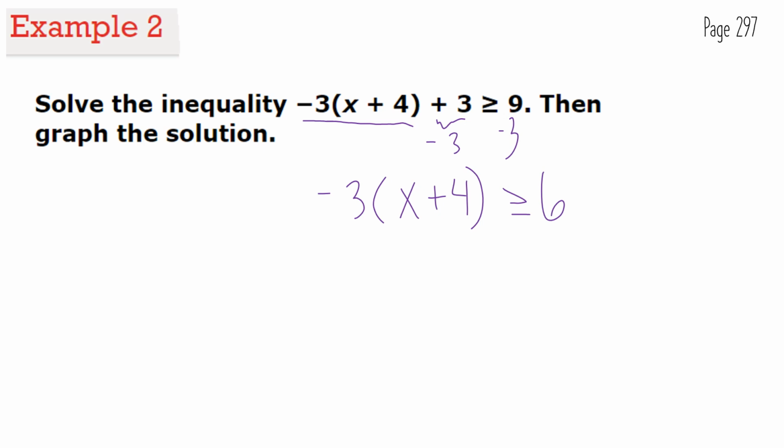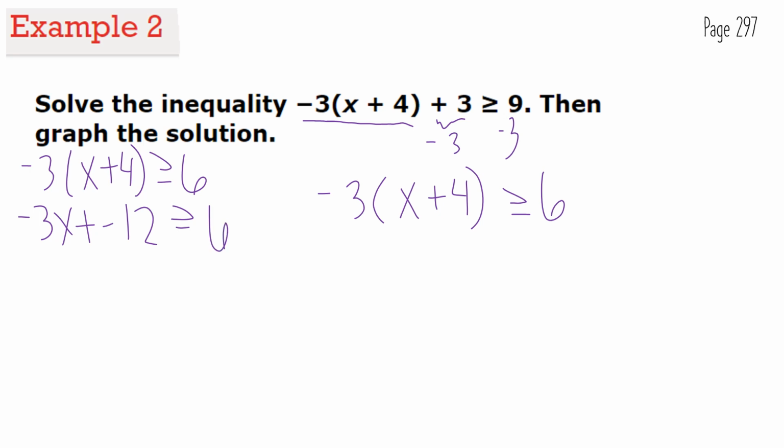Now I'm going to apply the distributive property. So, and I'm actually going to rewrite this over here. So negative 3 times x plus 4 is greater than or equal to 6. So distribute negative 3 times x is negative 3x. Negative 3 times 4 is negative 12, which is greater than or equal to 6. Okay, so then we're going to add 12 to both sides. So we have negative 3x is greater than or equal to 18.